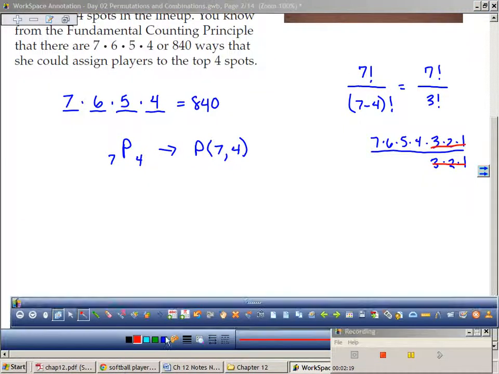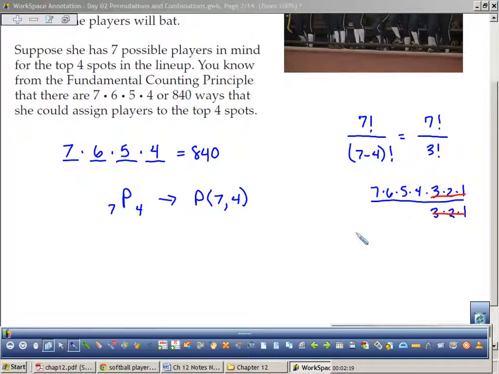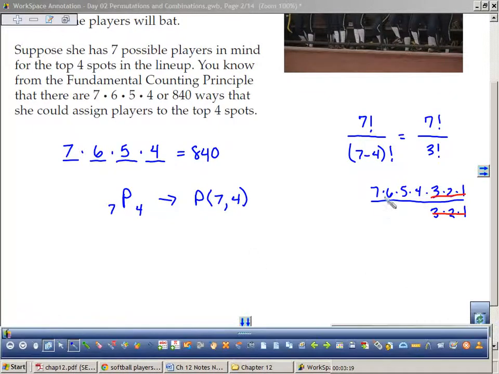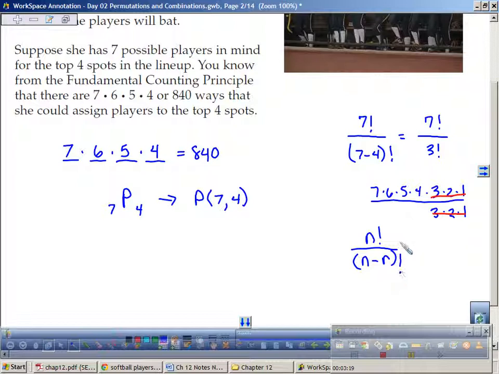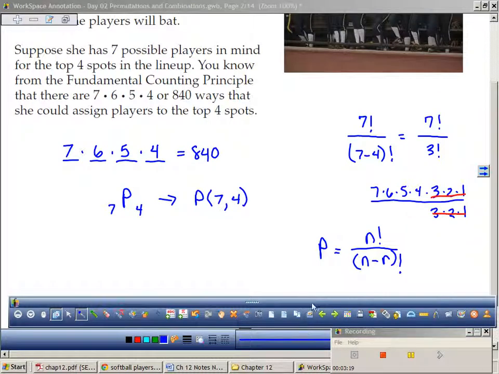So here's the official formula for permutation. I hate using letters, but that's the way it's going to look in your book, so let's do that. So the number of items over the number minus how much we're picking. So this is for permutation. So you can go ahead and pause the video and make sure you guys get that down.